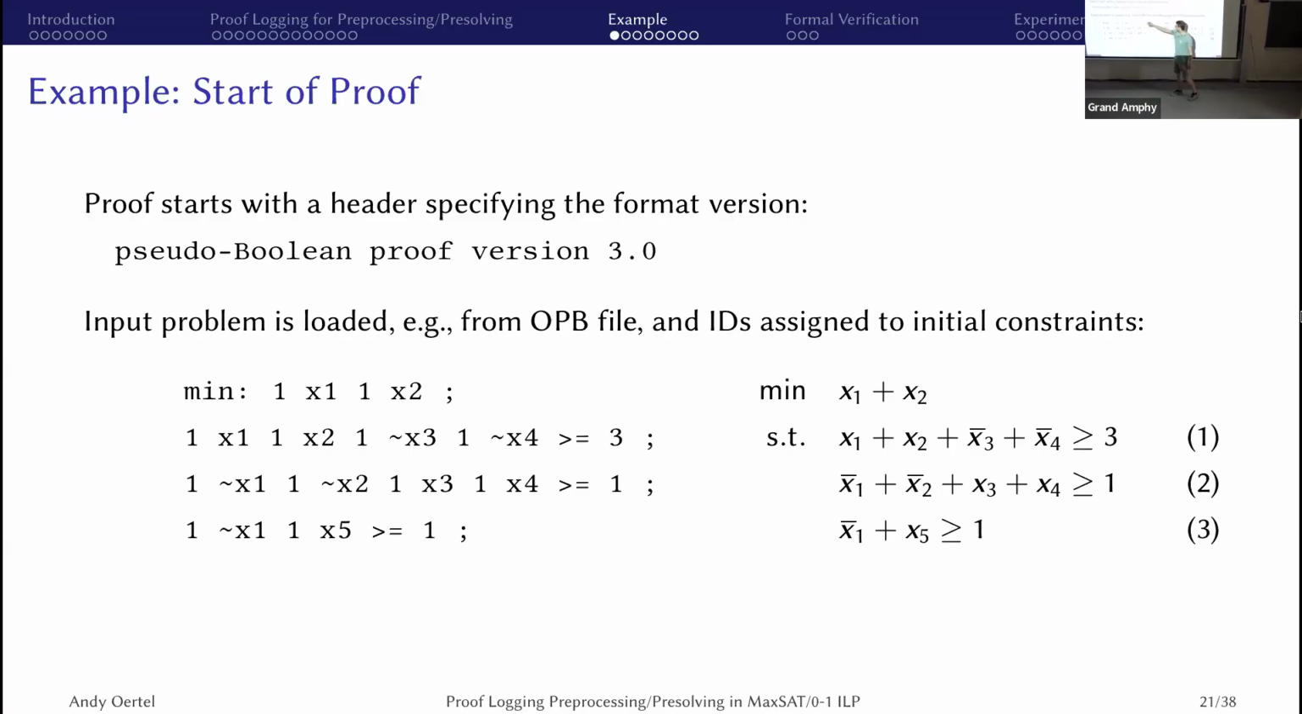In this case, we use the OPP format. So this on the left-hand side here is an OPP file, or the problem in OPP format, which corresponds to the problem on the right-hand side. And here we're also assigning constraint IDs to the constraints. So the first constraint gets ID 1, the second constraint ID 2.